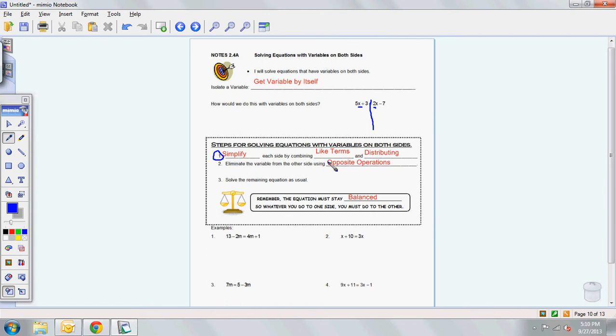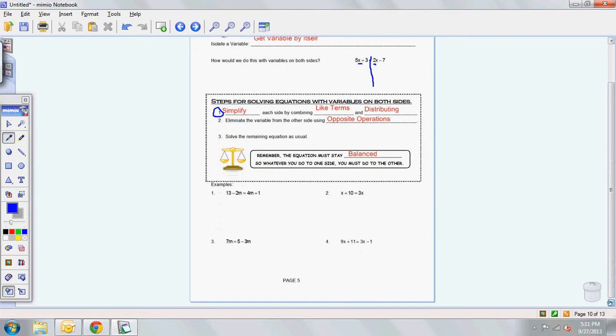But you must simplify each side by combining your like terms and distributing. So we're going to get more practice with that tomorrow. But you're going to eliminate the variable from the other side using opposite operations. So we're going to eliminate an x on this side by doing the opposite on this side, okay? And then you're going to solve, once you have it on one side, it's just like what we've been using. So it's really important to remember that you keep these equations balanced as you go. So let's just go ahead and jump into some examples so you know what we're doing.